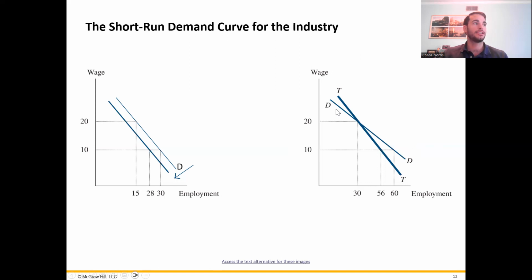This point D to D is what we would expect if we just summed up all of these individual firm demand curves. But because of this effect on the price, we're going to have a steeper demand curve. So it's going to be like this T to T, where as we start increasing employment from 30 to 56 to 60, all along this line, we're getting less and less money back. So the marginal value of the product of labor is decreasing, hence the steepness of that curve.